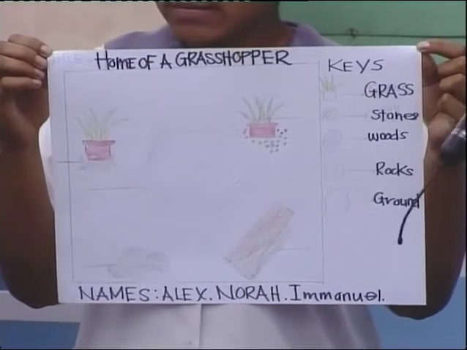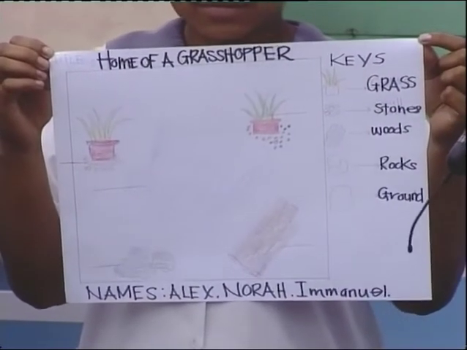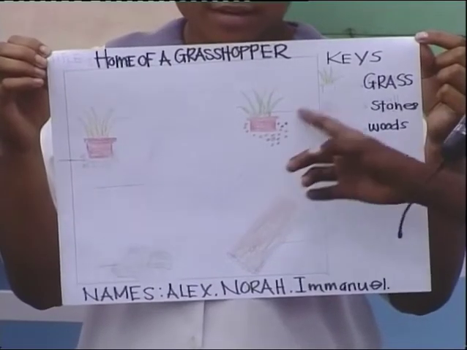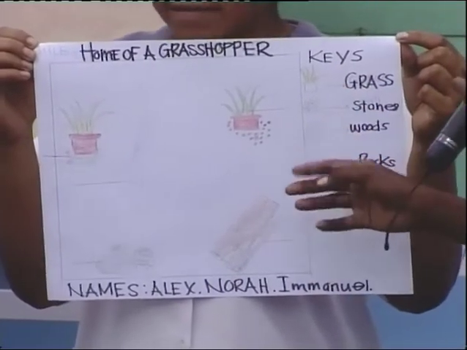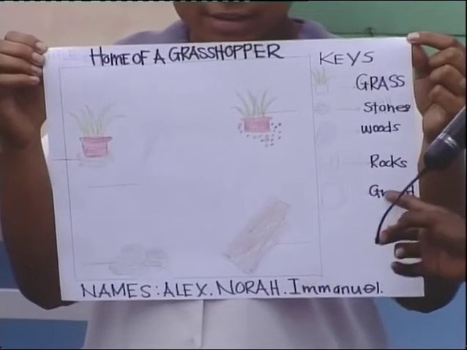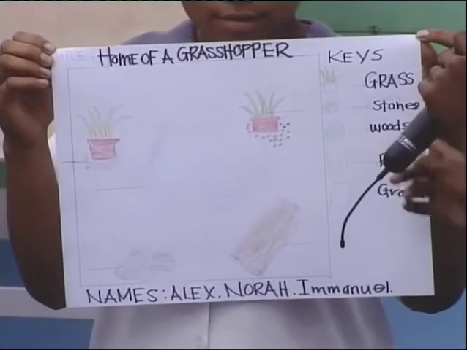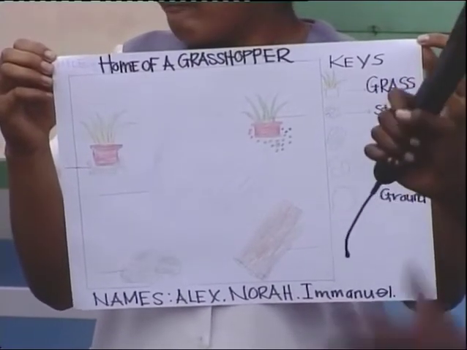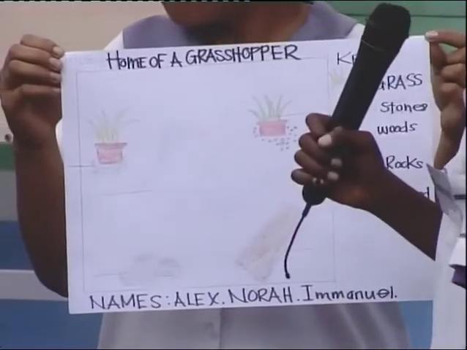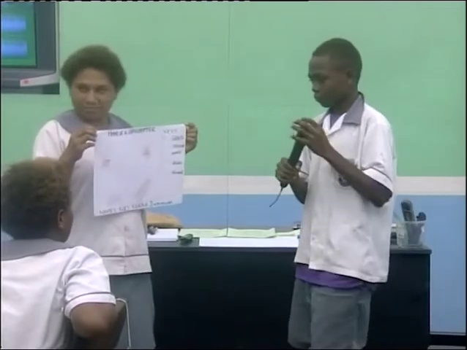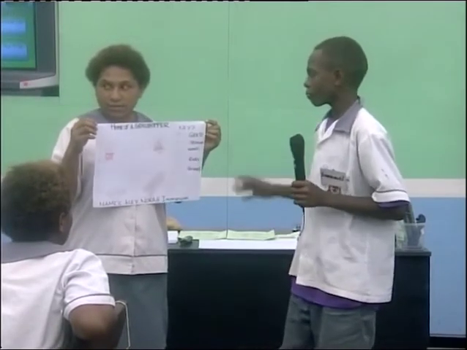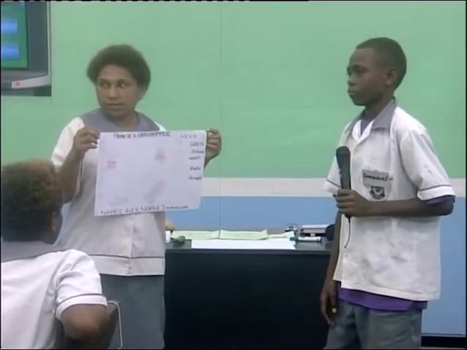We are planning to have a home of a grasshopper, and this is our home. We have plants, grass, woods, rocks, ground, and small stones. And a grasshopper. And what do you think they will also need to live? Okay, so that is a home of a grasshopper. All right, give them a clap.